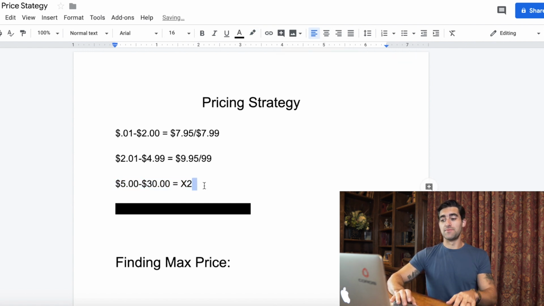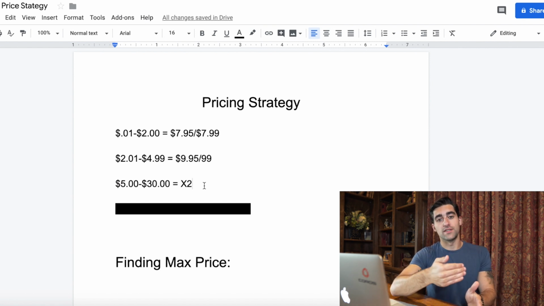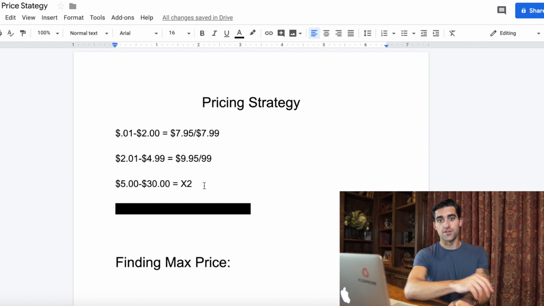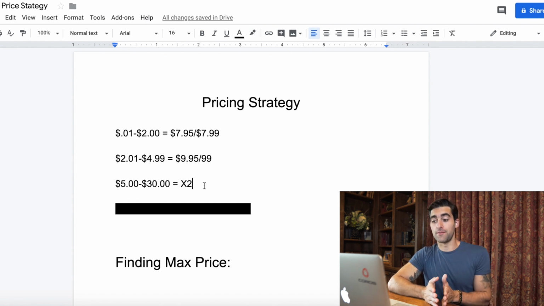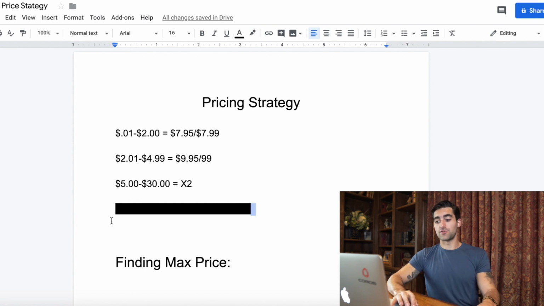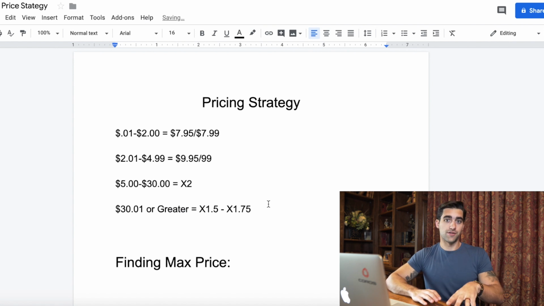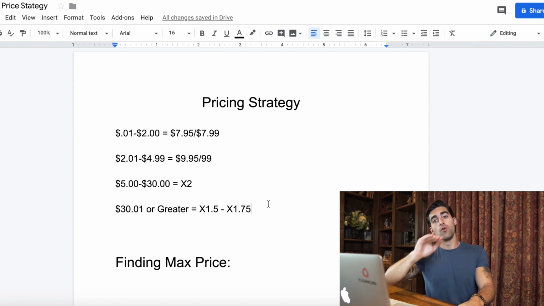The next one is between $5 and $30. This is where it starts ramping up. This is where you'll essentially double the price. So, if the price on AliExpress is $10, you could go ahead and have it at $19.95 or $20.95. But essentially, you'll use a factor of times 2. And then the last one is, if it's greater than $30, you could use a factor of 1.5 to 1.75. Essentially, just multiply the price on AliExpress by 1.75.